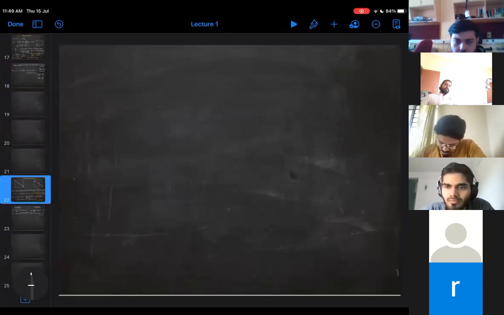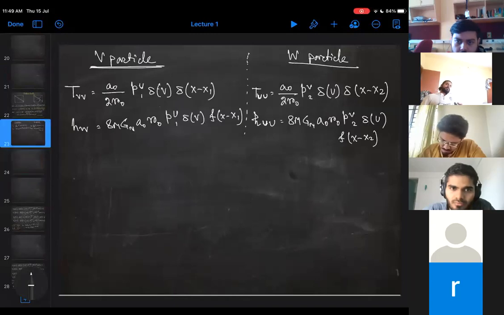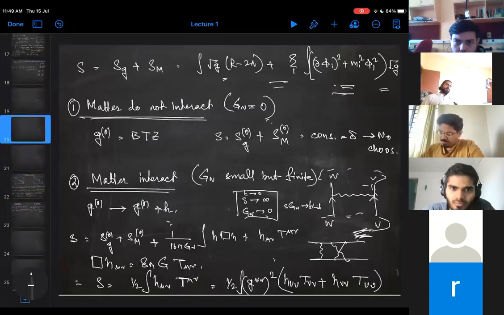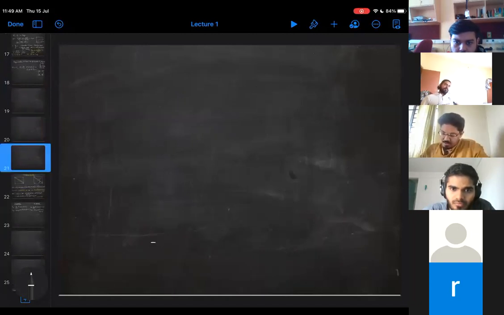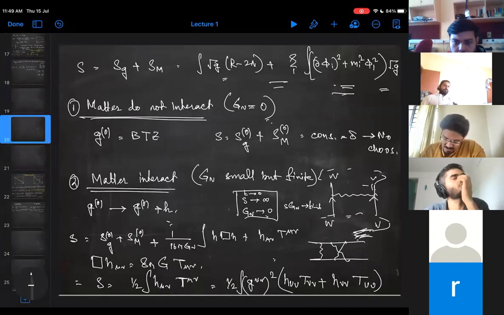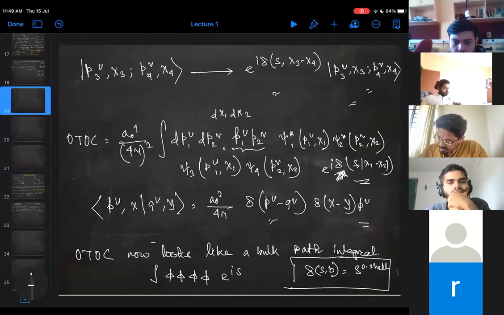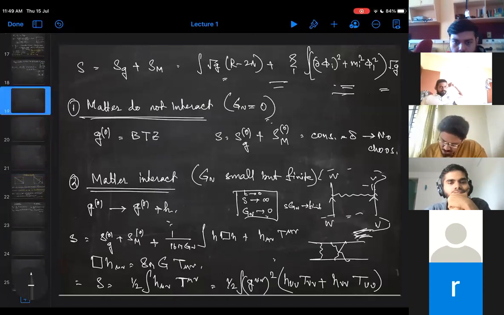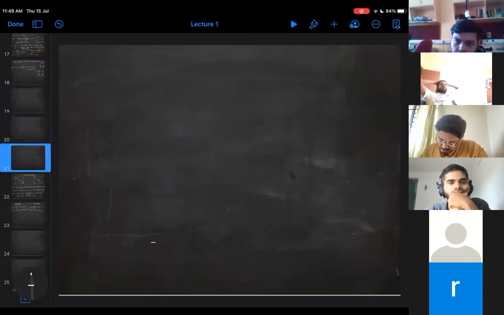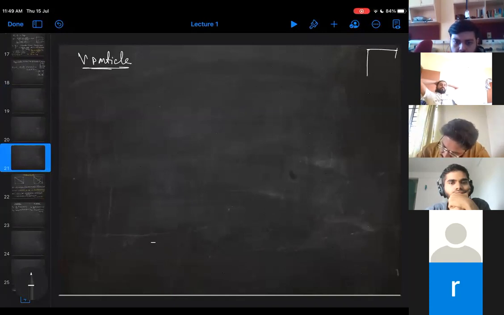Okay, fine. So here we need to find out this HUU and HVV. For the kinematics we're interested in, where these particles are sharply localized along this V and this X direction, we can approximate the matter stress tensor. So let's first consider the effect of the V particle. The V particle moves along this U direction.